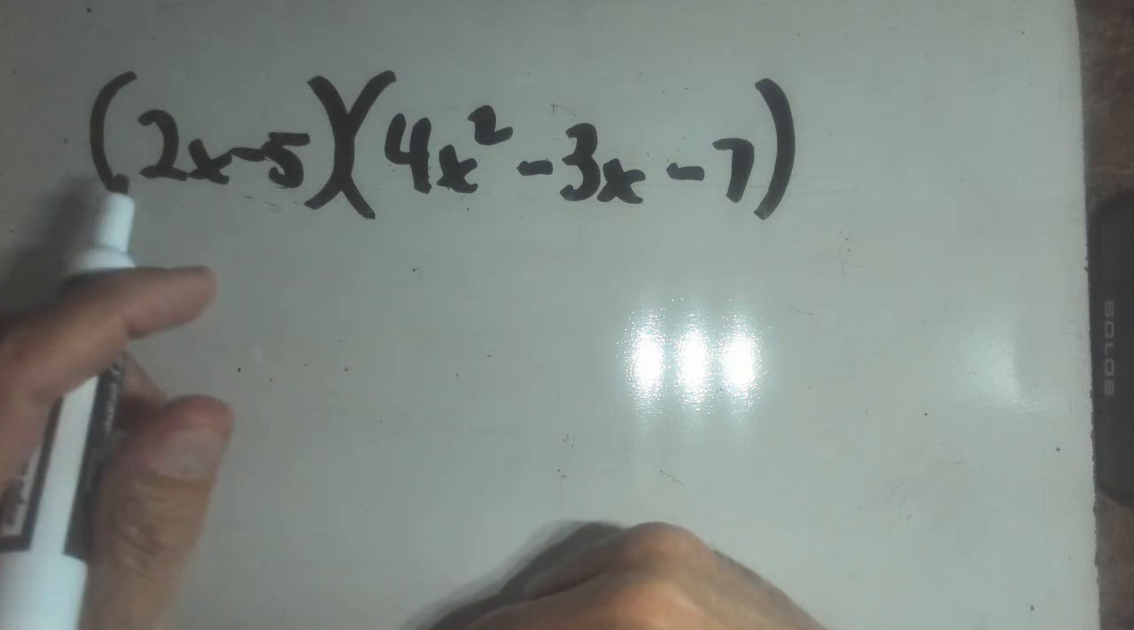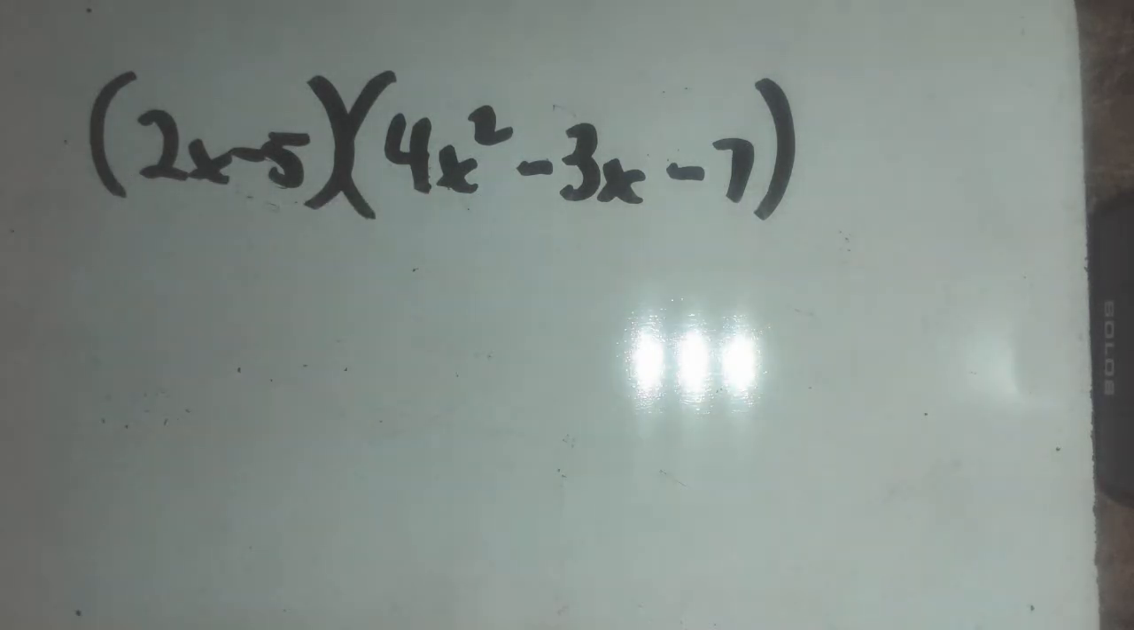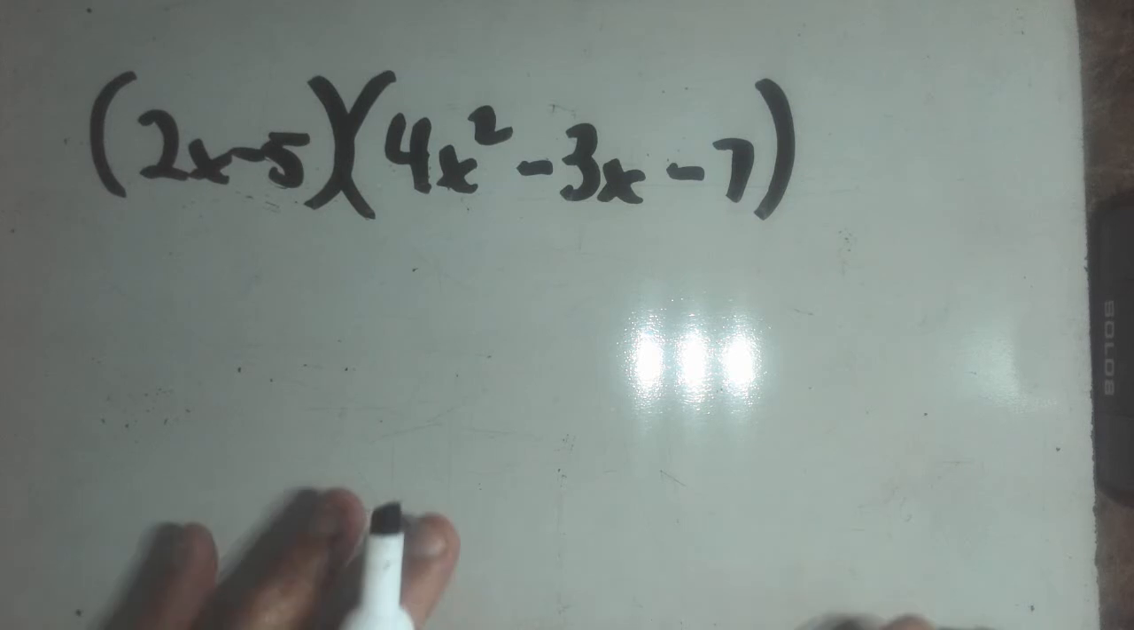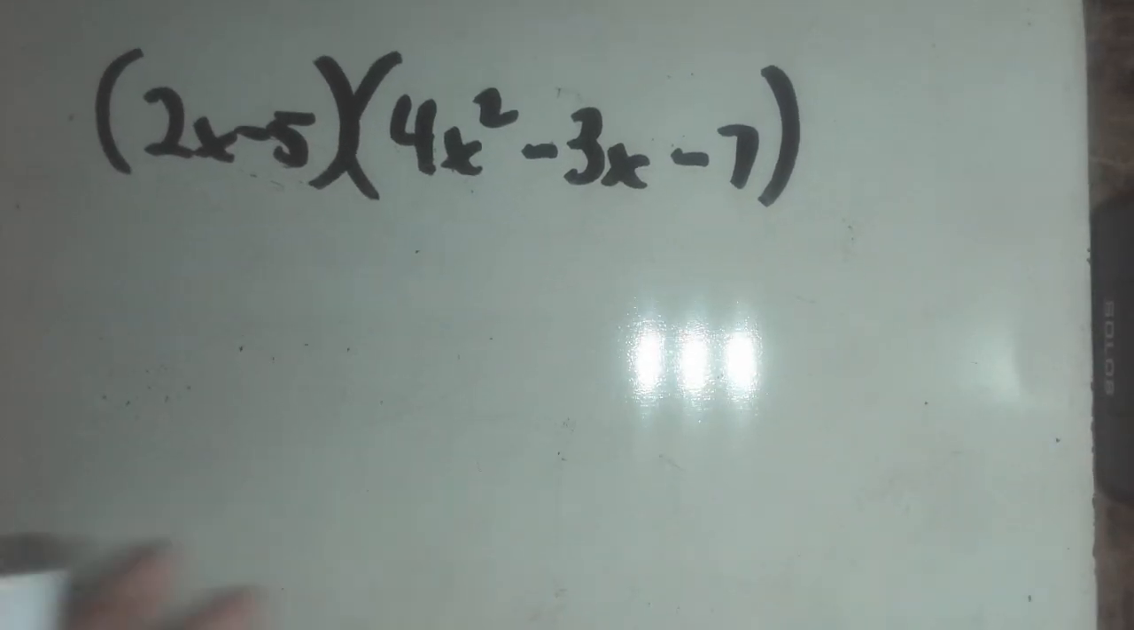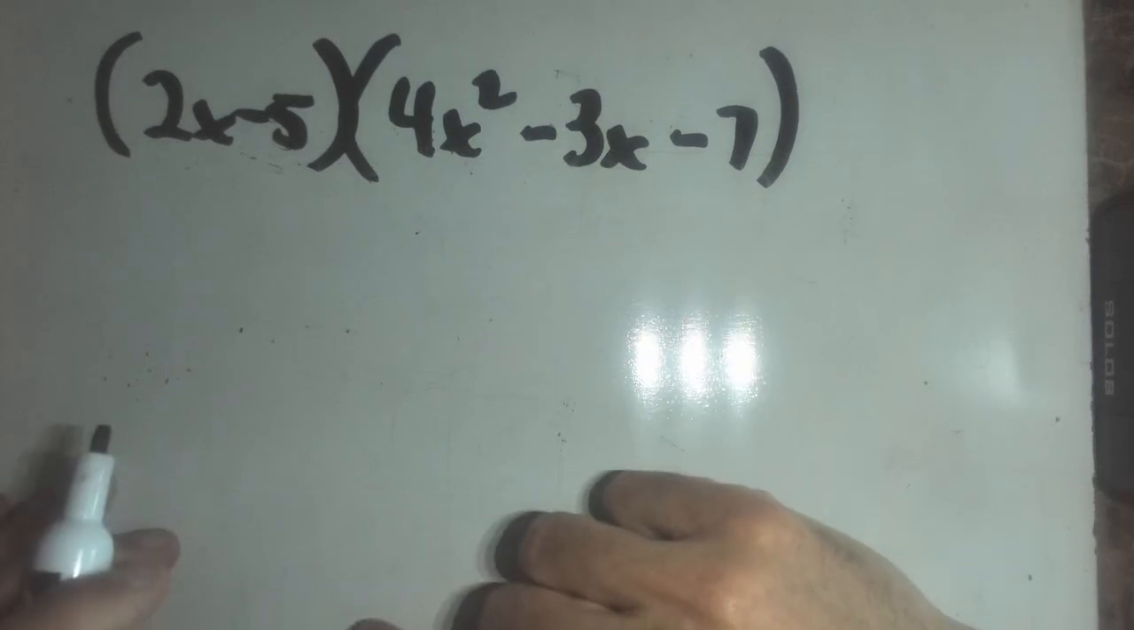Now, when you take a binomial, 2 terms times a trinomial, 3 terms, you can't FOIL. You have to distribute. Okay, there's no shortcut like there was for 2 binomials. This one you have to distribute. All right, this is going to take a little bit of space. Let's see if I can fit all of this in.